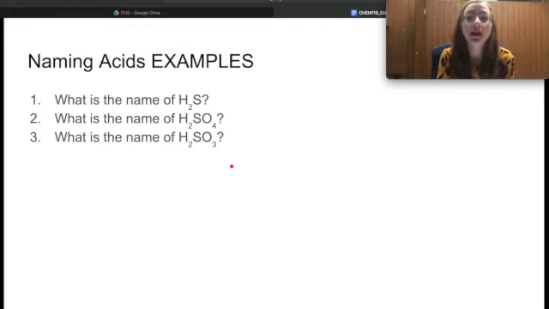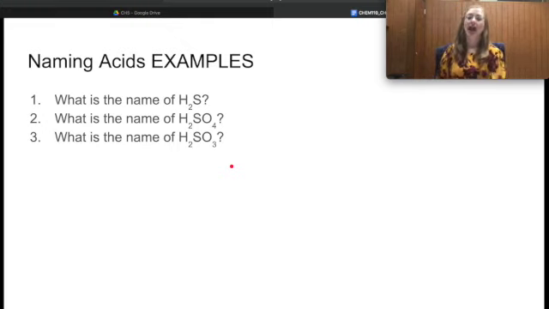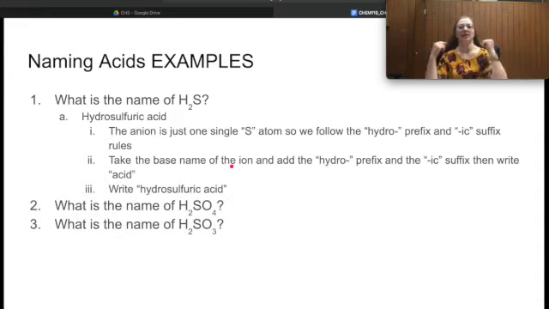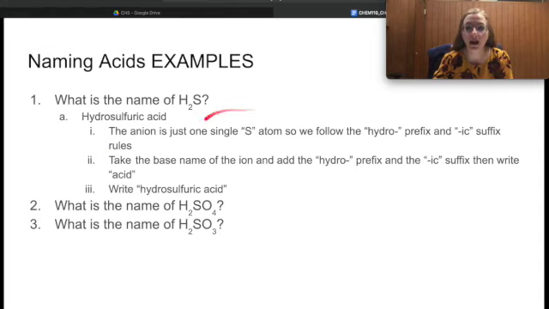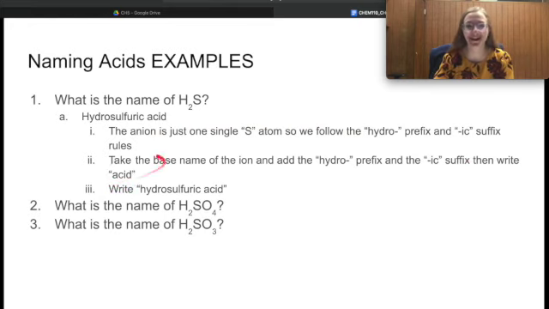So I have a monatomic anion, so I follow that naming scheme where I have the prefix hydro, the base name, and then I have the name acid. So I would call this hydrosulfuric acid. So H2S is hydrosulfuric acid. Again, we get one single S, so that means we follow the hydro prefix with ic suffix rules. We take that base name of sulfur, so we say hydrosulfuric, and then we write the word acid. So we have hydrosulfuric acid in this case.